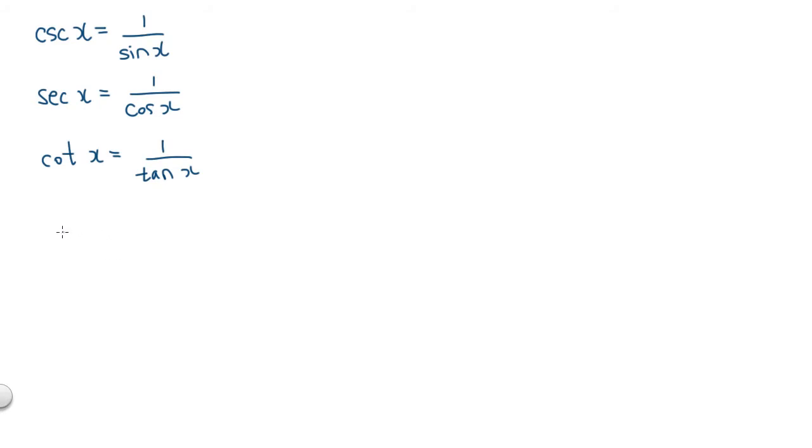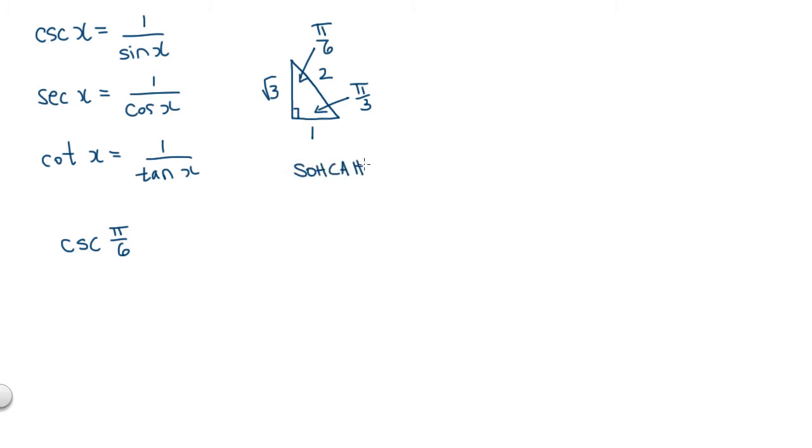So let's calculate a few more values here. Let's start with, say, cosecant of pi over 6. Well, there's a couple things we might want to do first. We could maybe draw our special triangle. Let's do it up here. So our 1, root 3, 2 triangle, and the angles here, pi over 3 and pi over 6. The other thing we might want to remind ourselves is Sohcahtoa. It does help to have this written down in front of us when we do this calculation.